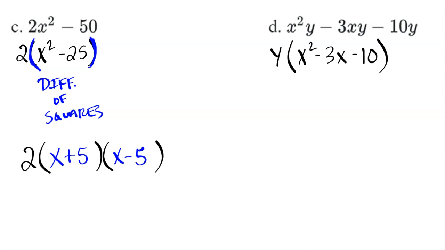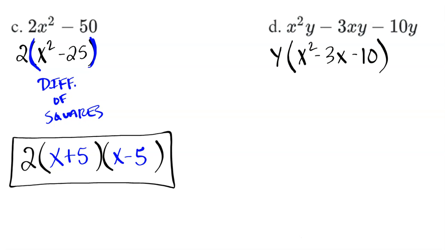And that's what it's going to give us, because x times x is x squared, 5 times negative 5 is negative 25, and 5 times x is 5x, negative 5 times x is negative 5x. They end up canceling out. That's the difference of two squares, and this one is completely factored. So that's what that becomes. This one is not the difference of two squares, so this one we're going to have to do the full Monty on it.